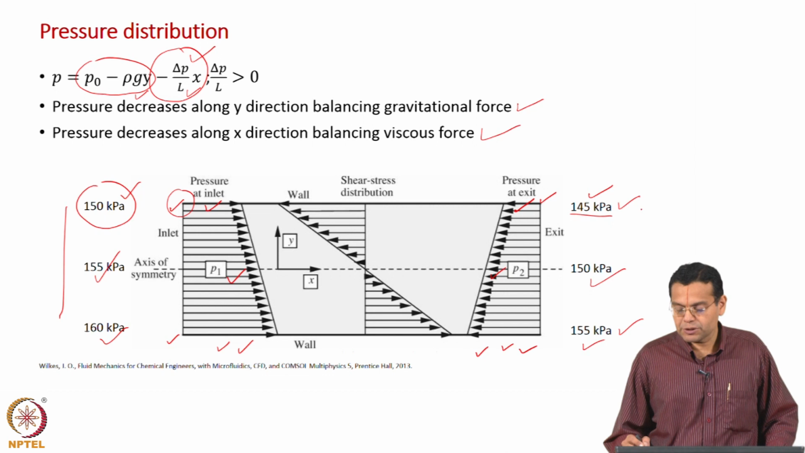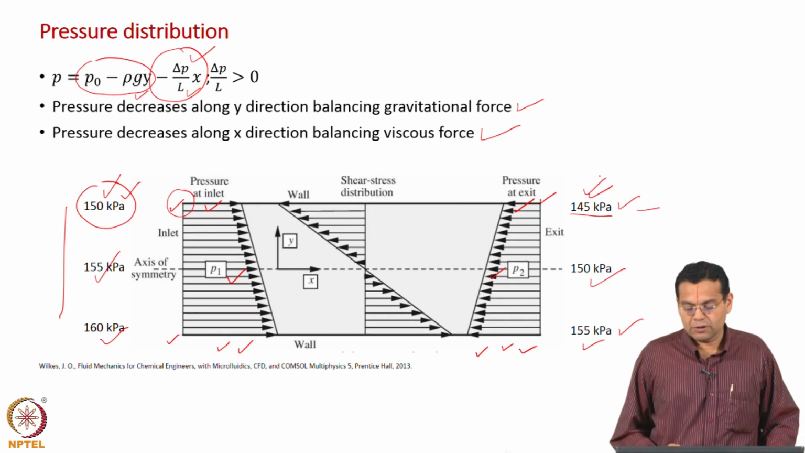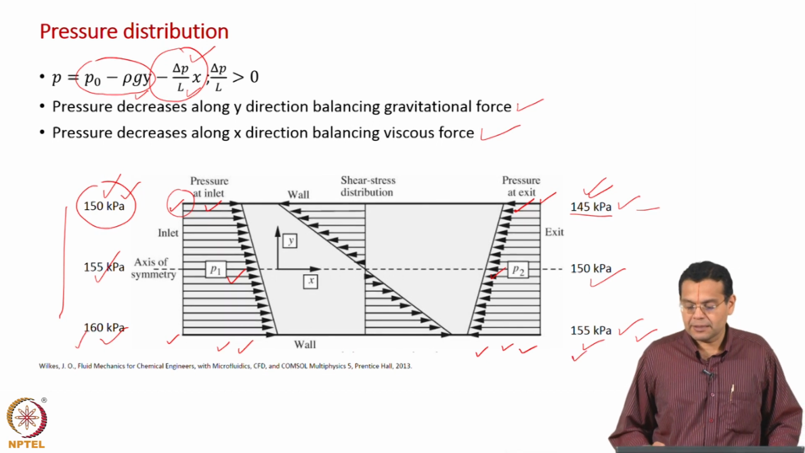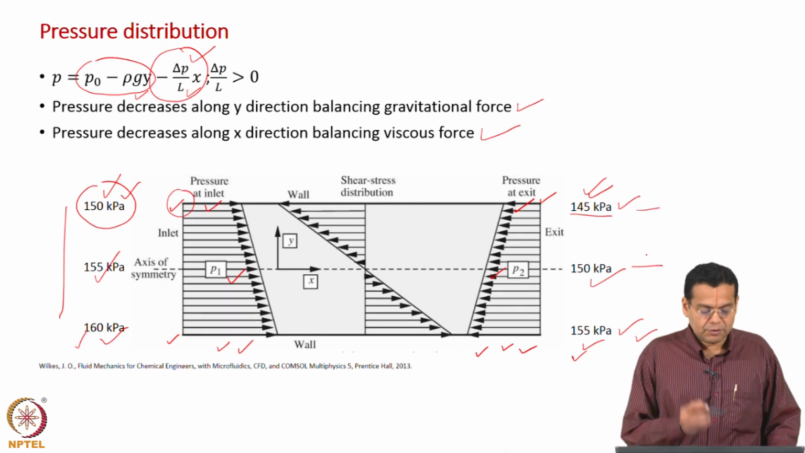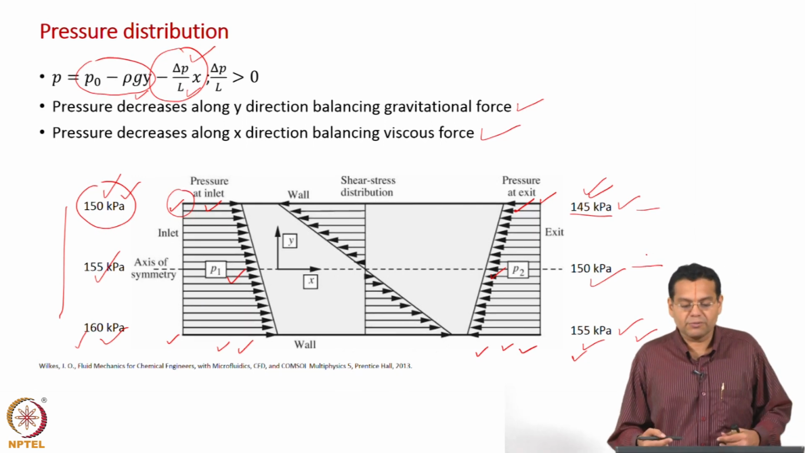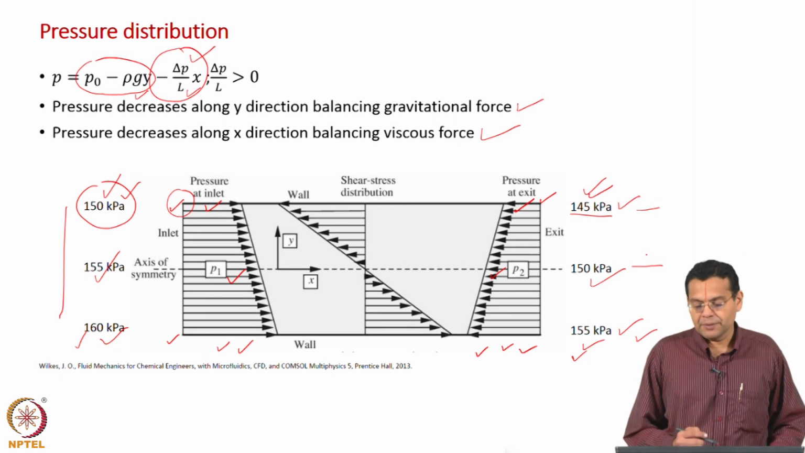So, at any position, let us say at y equal to plus h, the difference between inlet and outlet is 5 kilopascal. If you take y equal to minus h, the difference between inlet and outlet is 5 kilopascal. Even if you take center line once again it is 5 kilopascal. Okay. So, very good representation, numerical values we are discussing, but the pictorial representation is from the book, a very good representation of pressure distribution. Okay.